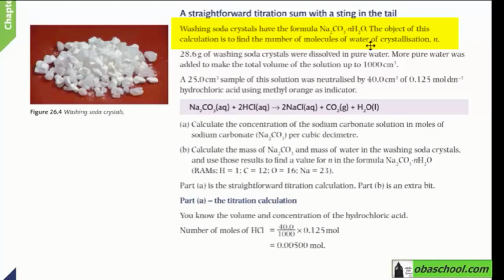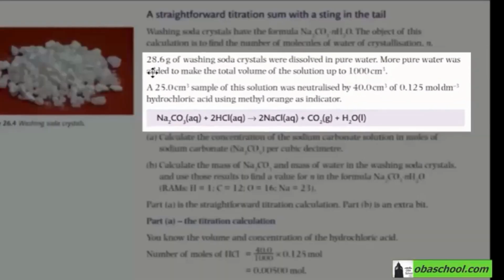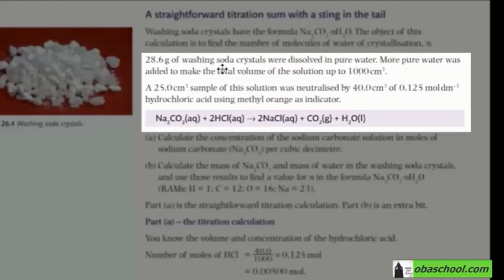We'll start reading the given together. 28.6 grams of washing soda crystals were dissolved in pure water. So we took 28.6 grams, which is the mass of soda, and dissolved them in pure water. More pure water was added to make the total volume of the solution up to 1000 centimeter cubed. So we added more water so that the total volume of the solution becomes 1000 centimeter cubed. So the volume of the solution is now 1000 centimeter cubed.